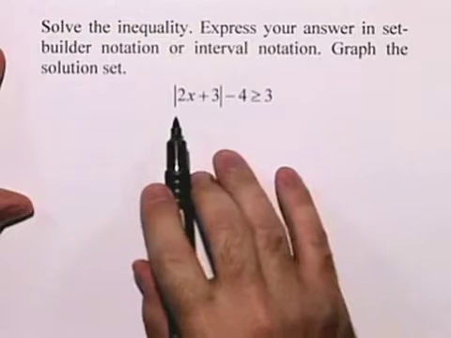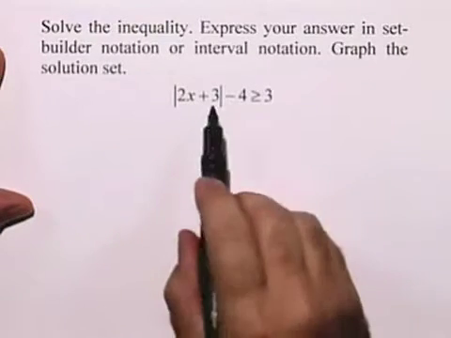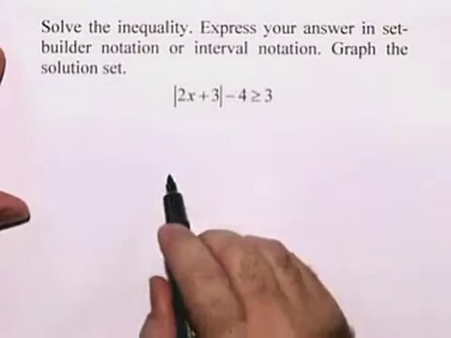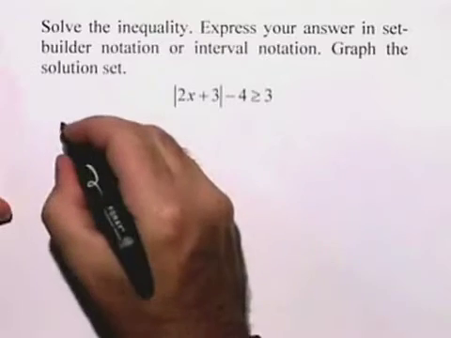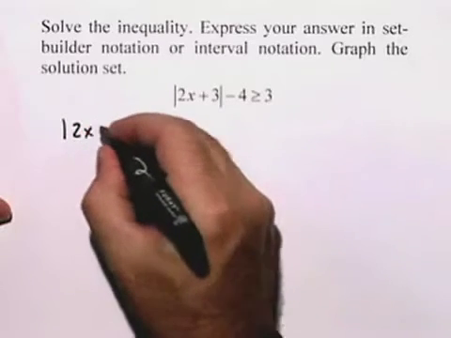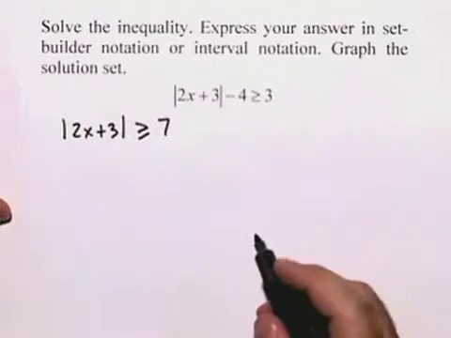The first thing we want to do when solving an absolute value inequality, much like when solving absolute value equations, is to isolate the absolute value portion. We're going to do that by adding 4 to both sides of the inequality. That gives us the absolute value of 2x + 3 is greater than or equal to 7.